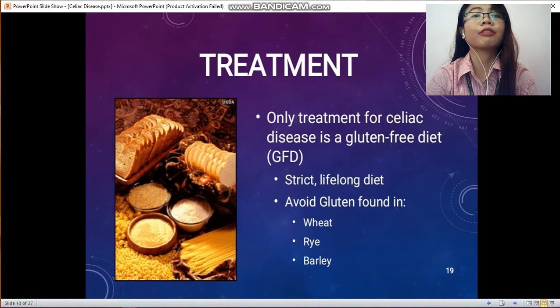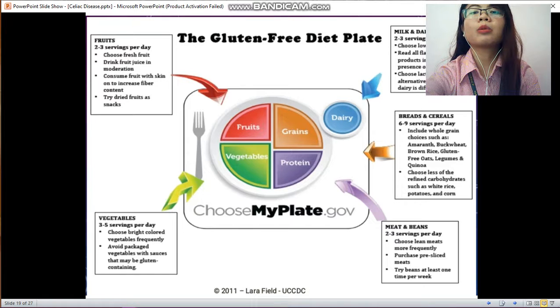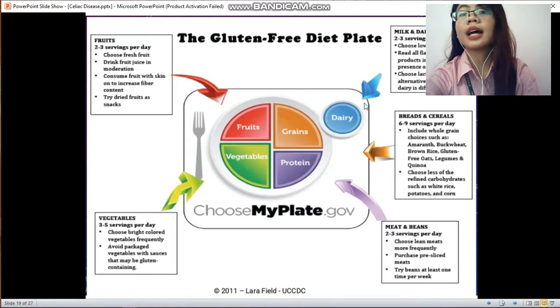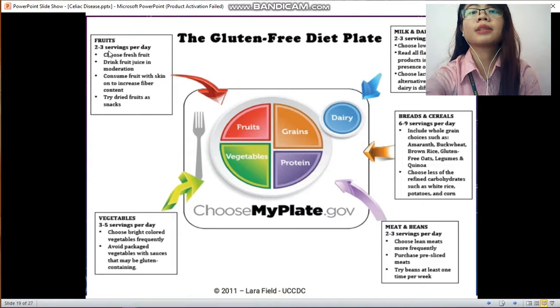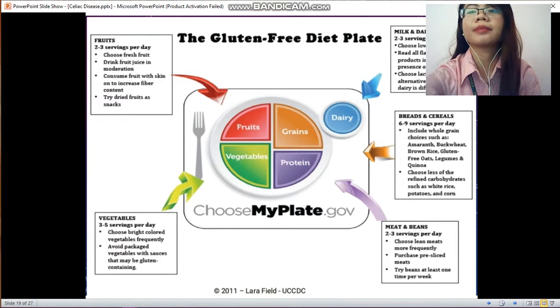For the treatment, the only treatment for celiac disease is a GFD, or what we call gluten-free diet. It's a strict lifelong diet. Avoid gluten found in wheat, rye, and barley. Here you can see the gluten-free diet plate. The red one you can see are the fruits. The green one are the vegetables, the orange one are the grains, and the violet one are the proteins, as well as the dairy with the blue one. You can see also the servings per day and examples of each one. Again, this is the gluten-free diet plate.